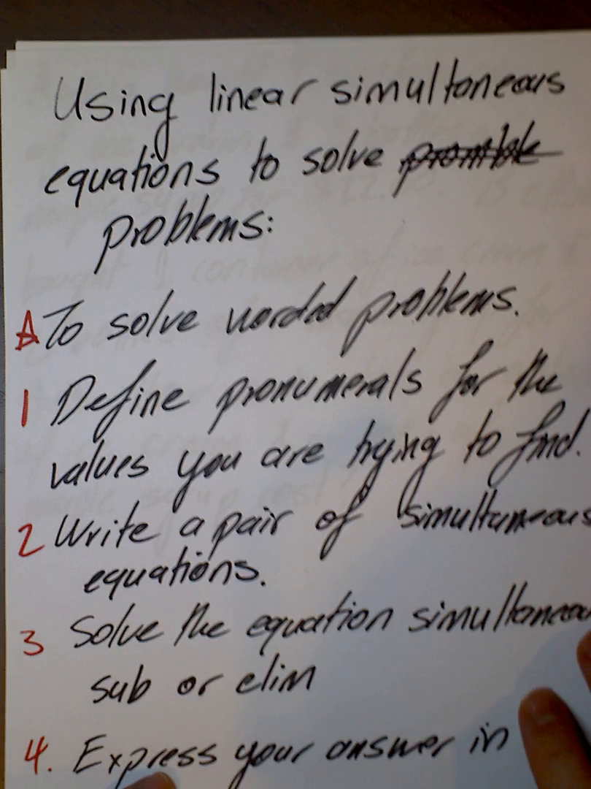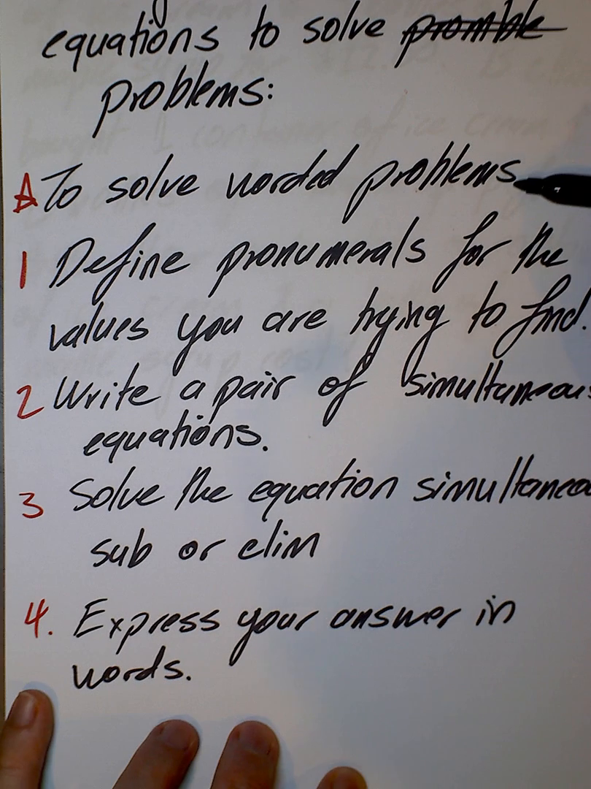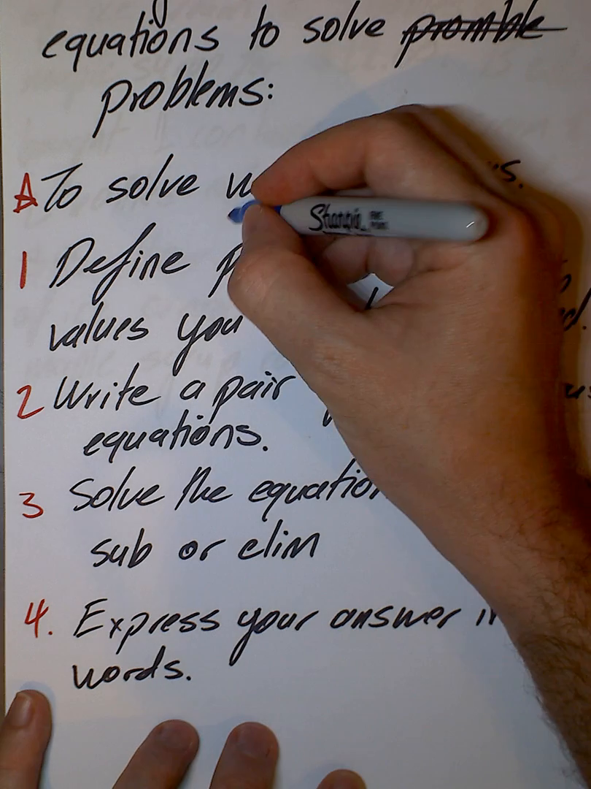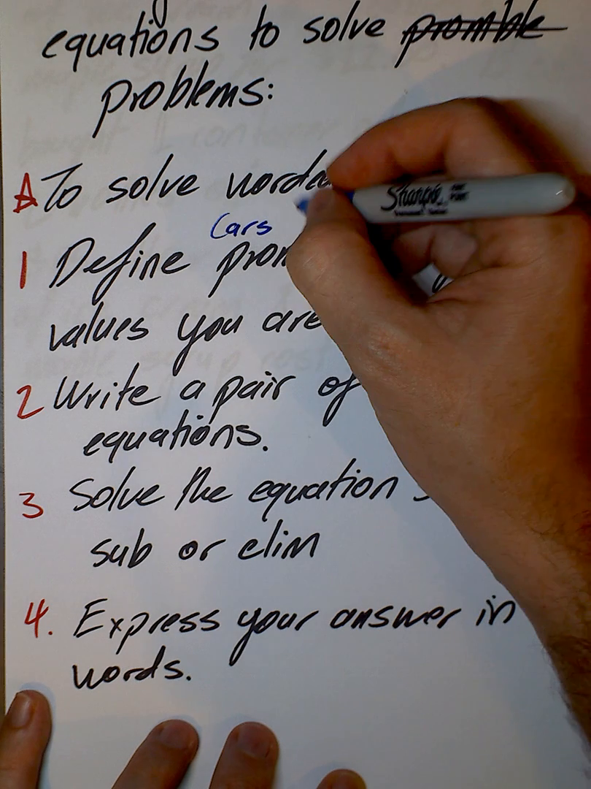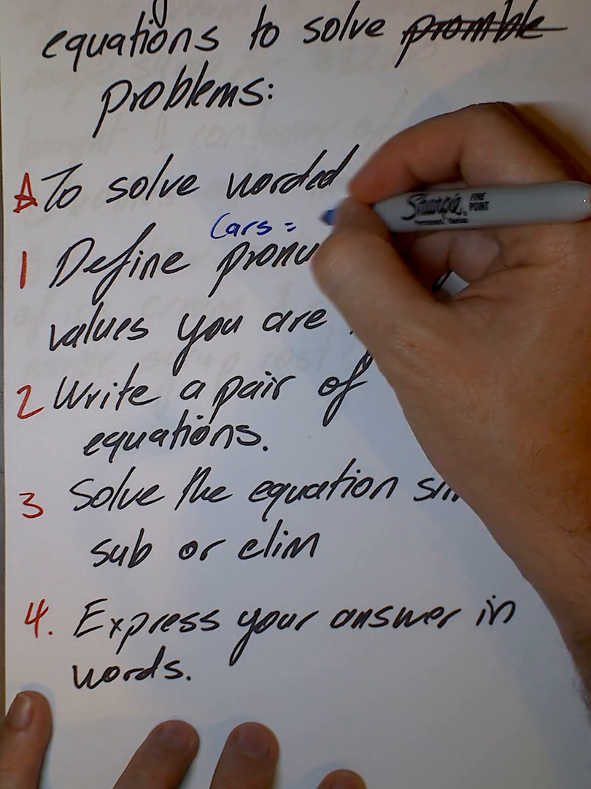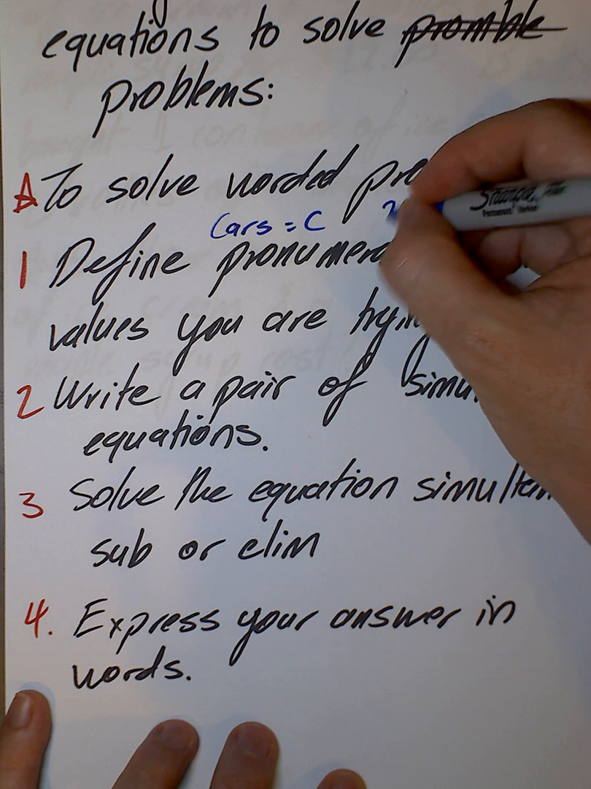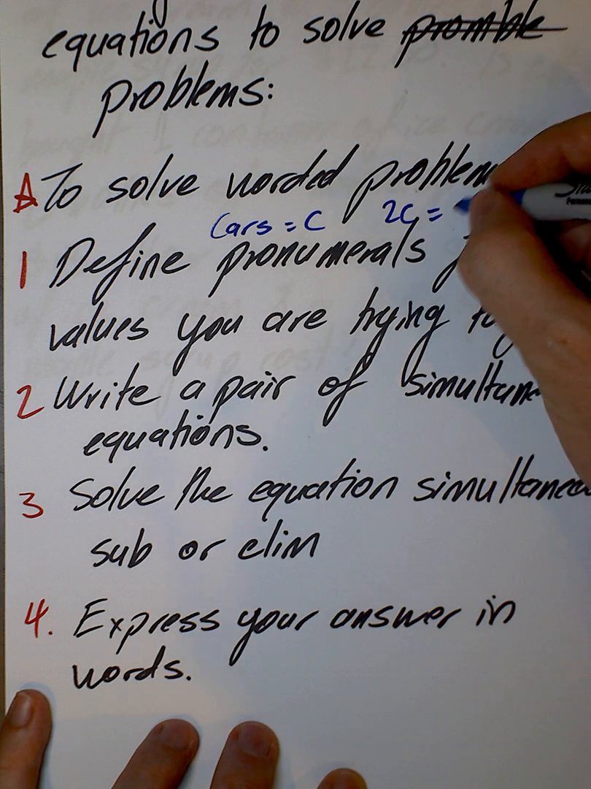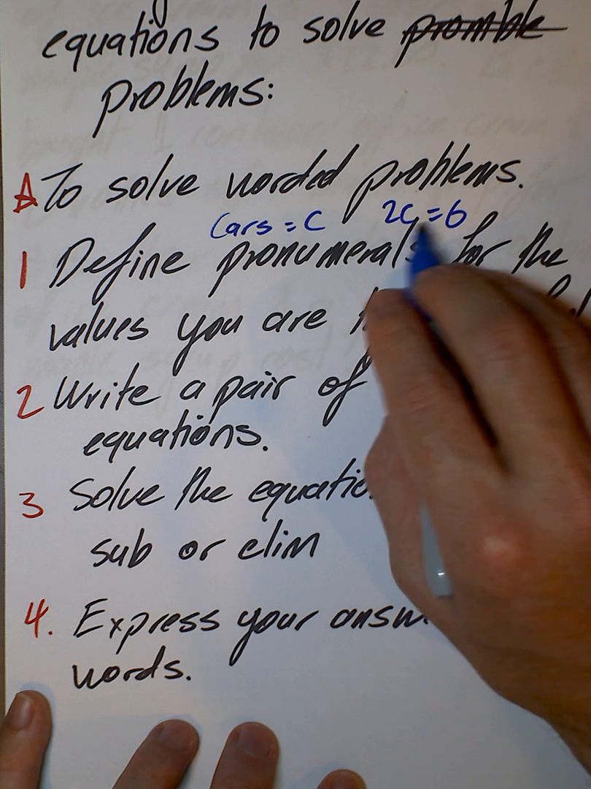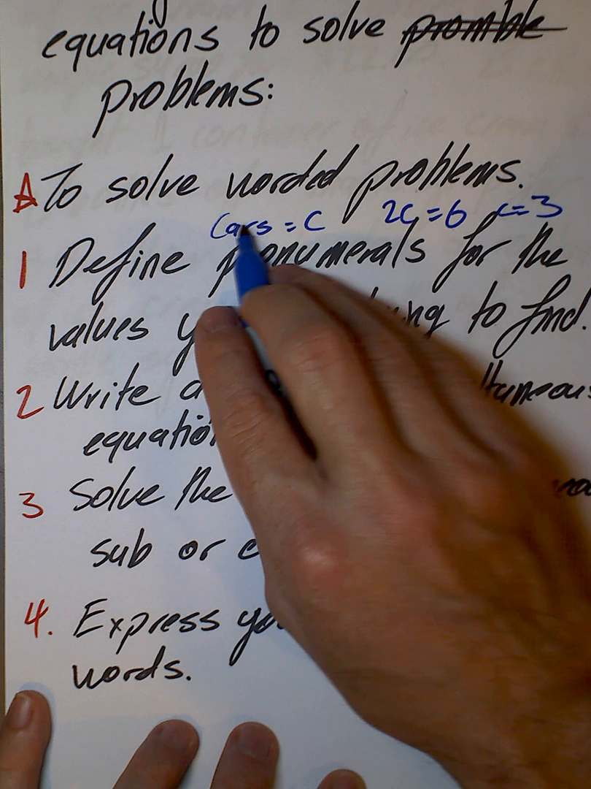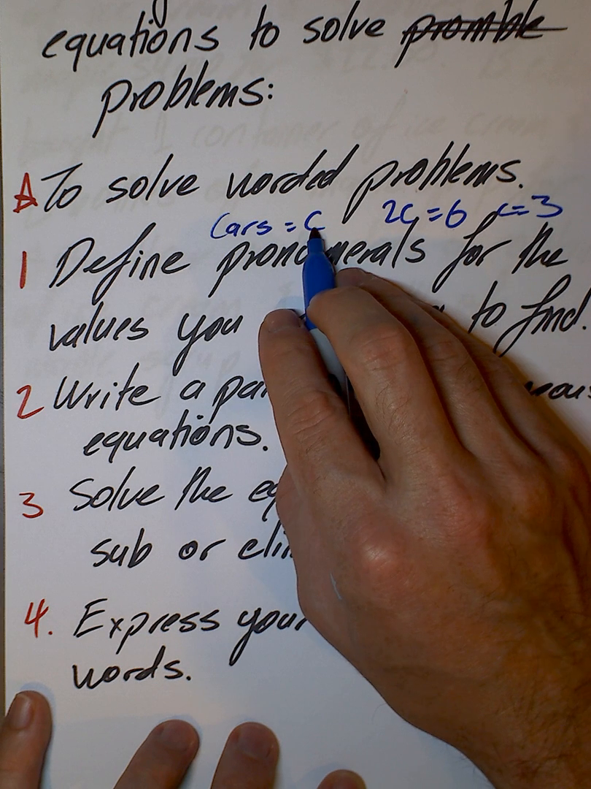So these have a specific order that you need to follow. To solve a worded problem, you need to define the pronumerals, that is, for the values that you want to find. So if you are trying to find the number of cars, the question says how many cars. You want to say, okay, I want cars to be represented by the letter C. Whenever you see a C in your equation, let's say 2C equals 6, that means the number of cars equals 3. So we're just defining what we're trying to find with a letter, a pronumeral.